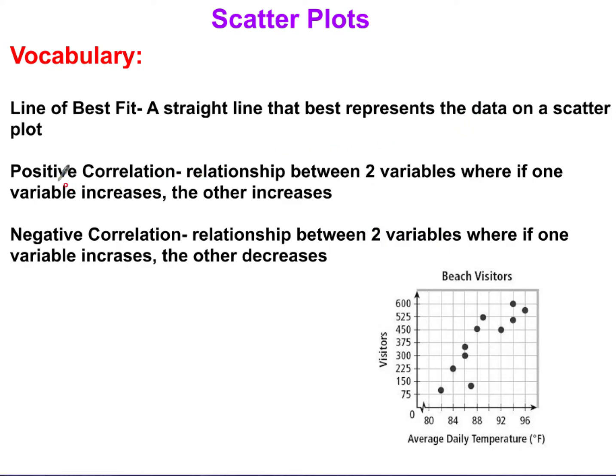Okay, we also use what's called a line of best fit. It's a straight line that represents the data on a scatter plot. We use that to make predictions using our data. Okay, so let's get this vocabulary down, and then we'll talk about what all this means.